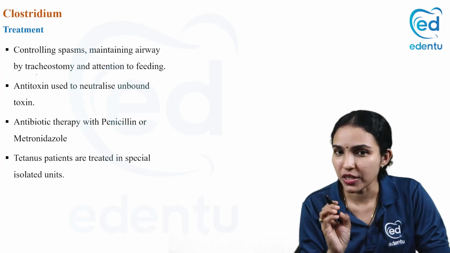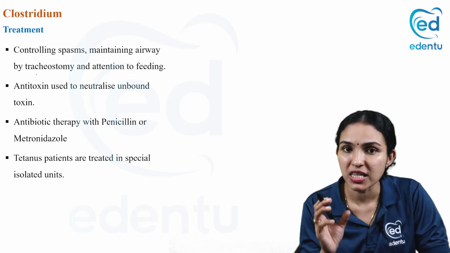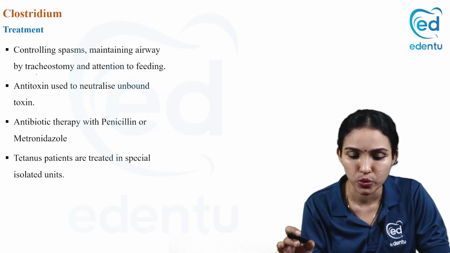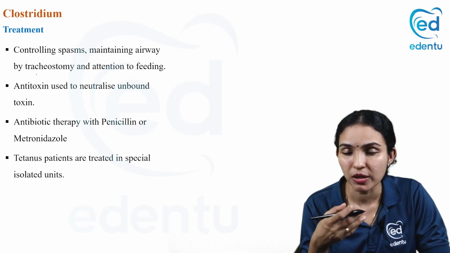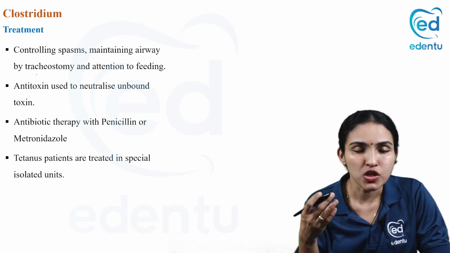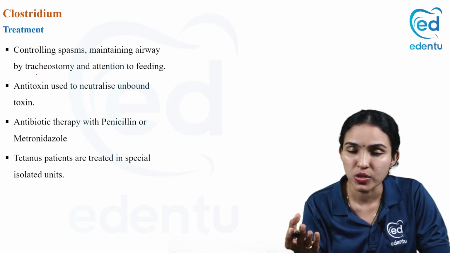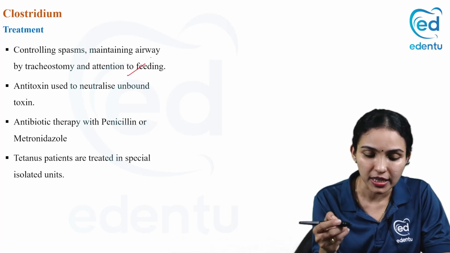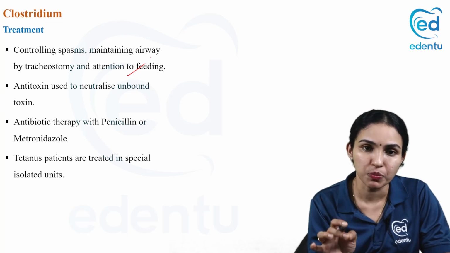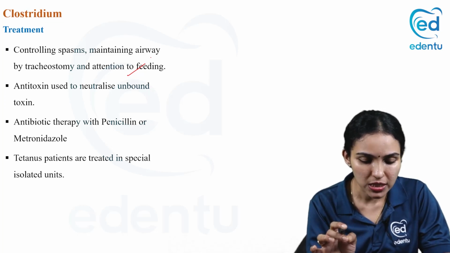Now, how will you treat a patient who has developed tetanus? Spasm is the main problem. They will be having painful spasms. So you have to control the spasm and maintain the airway, because laryngeal obstruction is a very common thing which leads to death. So you may have to do a tracheostomy, and you have to attend to feeding. Then antitoxin should be given to neutralize any toxin present. You have to administer the antitoxin.